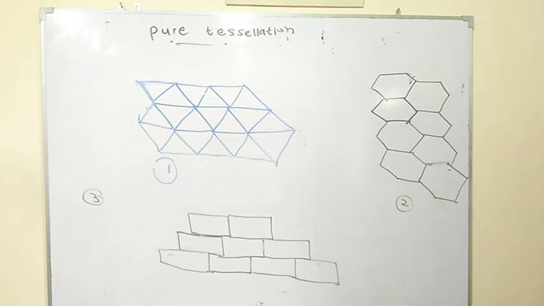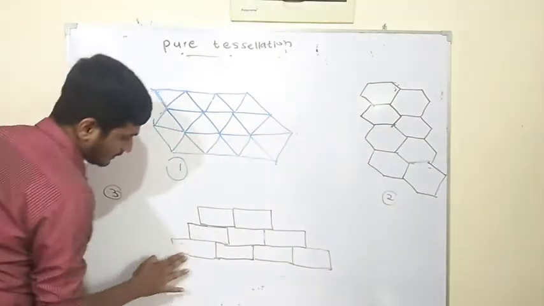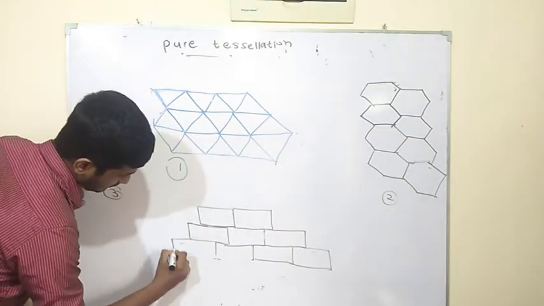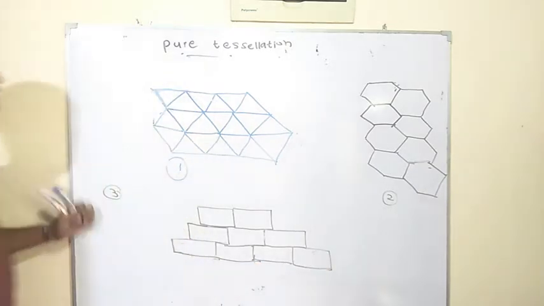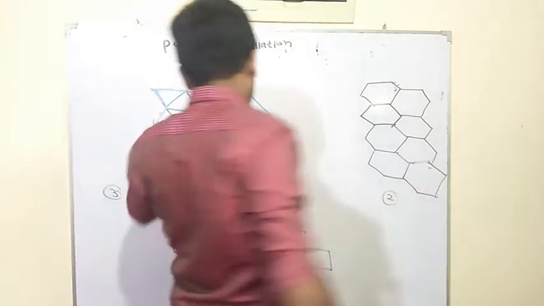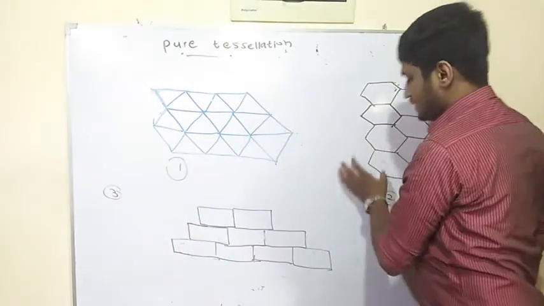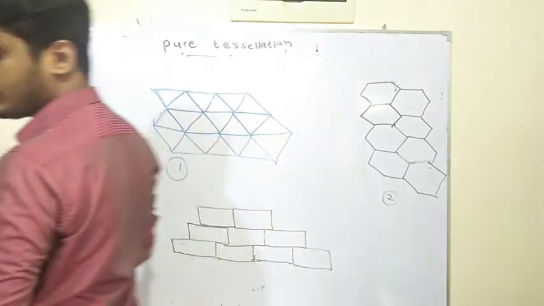So please draw the diagrams correctly. I cannot draw it correctly now, but if you see it here, you can draw it nicely. I'll give you 2 minutes. Draw these triangles, then draw these hexagons, then draw the rectangles also.